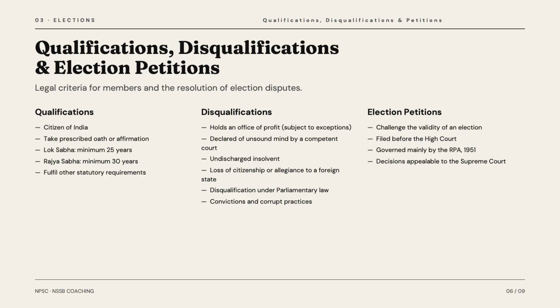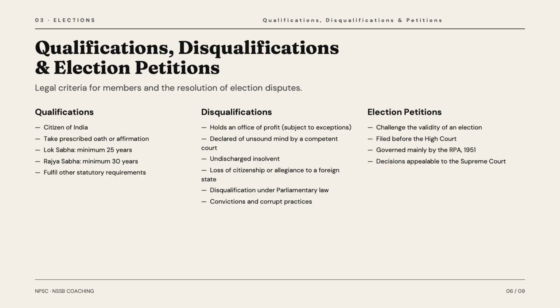And disqualification: if you hold an office of profit, you cannot contest in election. And if you are declared as having an unsound mind, you cannot contest elections, and so forth.